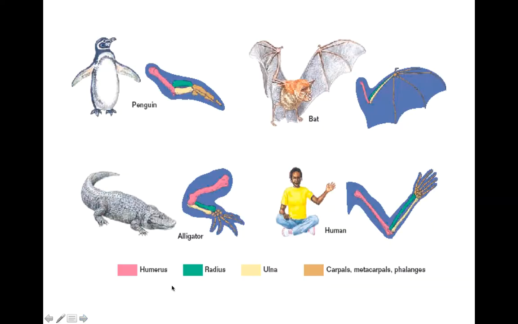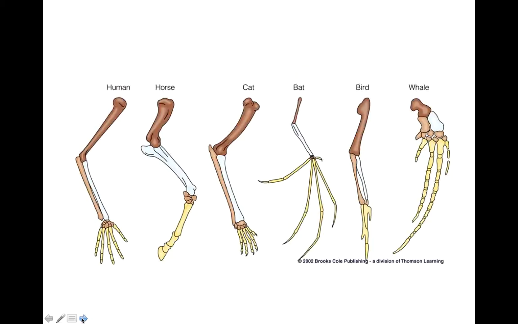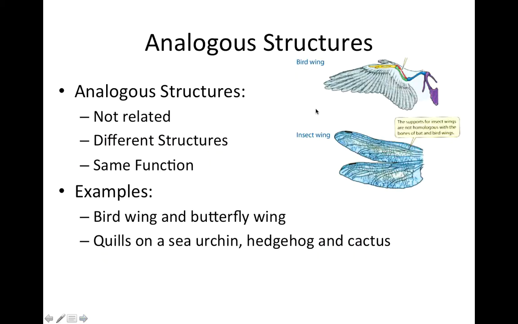Here's a couple more. So it's showing that there's a humerus, a radius, and an ulna, and you have carpals and phalanges all on each of these organisms, but they're used for different things. A bat has the same thing, but a bat uses it to fly.